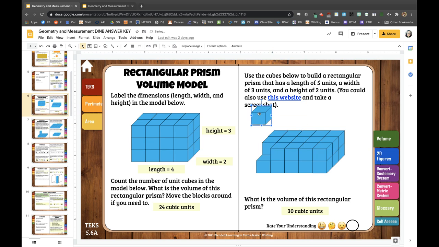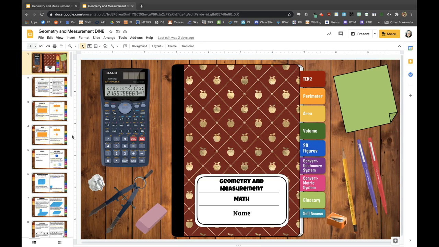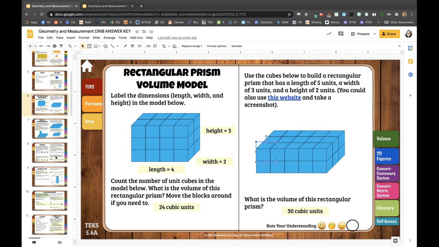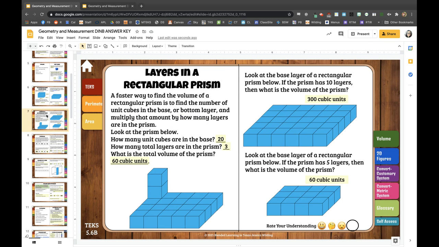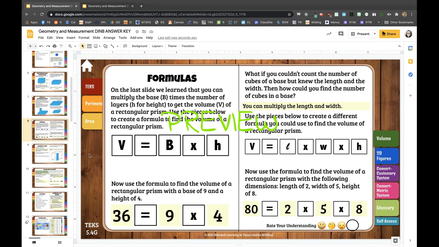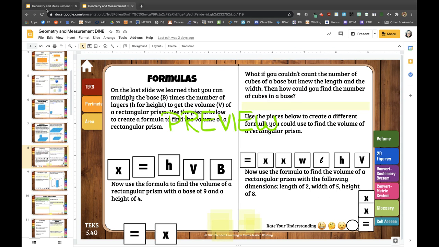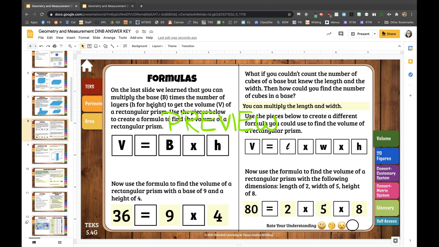students build one of them themselves, and then the other one they're using to find how many cubic units are in this model. Then it goes into the different layers and how you can multiply the base times the number of layers. And then there's a page on formulas where students can actually drag the different parts of the formula to create first the formula for using the base times the height, and then length times width times height.